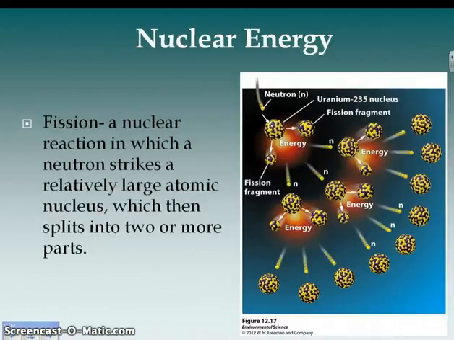So first of all, before we go into detail about nuclear reactors, we have to understand the basic fission reaction. Again, we're going to go back to general science freshman year, talking about fission. This is a nuclear reaction where a neutron strikes a relatively large atomic nucleus, which then splits into two or more parts. This picture shows us this yellow neutron, and it's going to collide with the nucleus of a uranium-235 atom. That big uranium nucleus is going to split into two fission fragments.